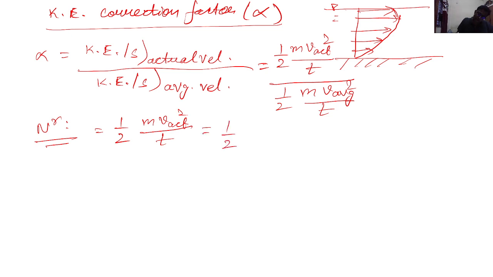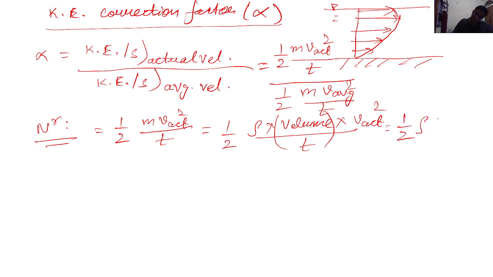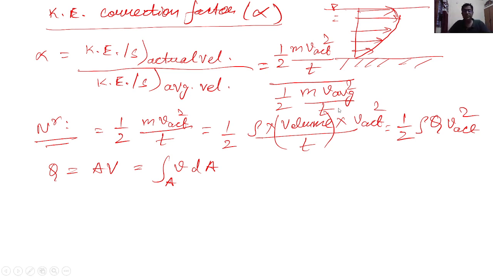So we can write it as half, mass can be written as density times volume, into v actual square by t, and volume by t will become nothing but the discharge. So this would be equal to half rho Q times v actual square. Now discharge is equal to area times the velocity, which is equal to the actual velocity times the incremental area, and it is integrated over the entire surface.